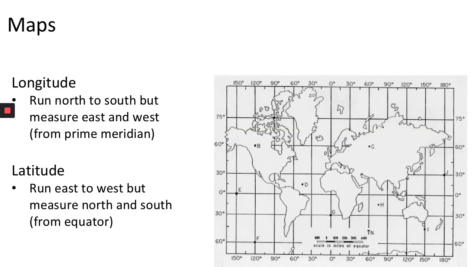Recall that in order to use those coordinates, you must know longitude and latitude. Longitude are lines that run north to south. Those are the vertical lines on a map, but they measure east and west from the prime meridian. Latitude lines are your flat lines on a map. They run east to west, but they measure north and south from the equator.